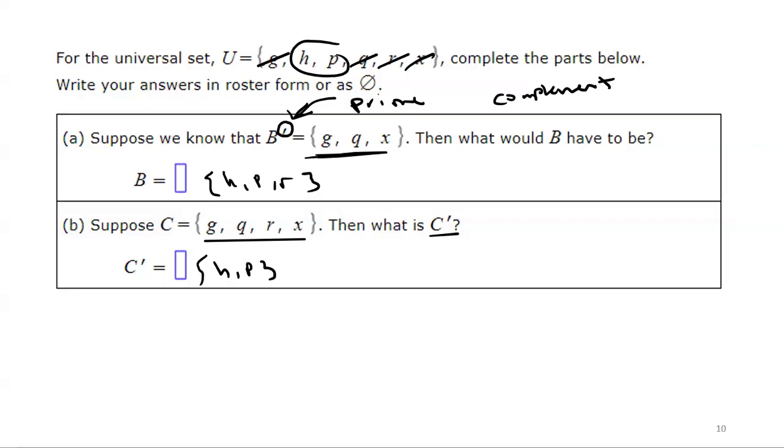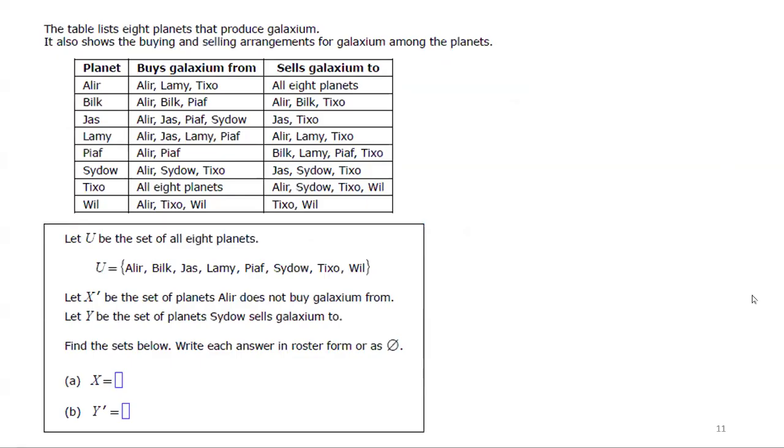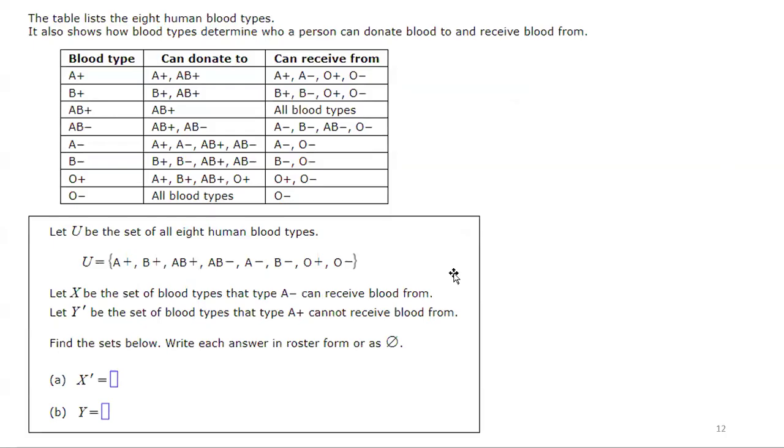Okay, let's go to the next one. This is probably the hardest one. Actually, let's go to the blood type. Let's do that.